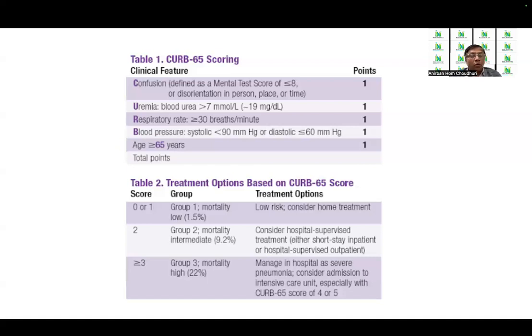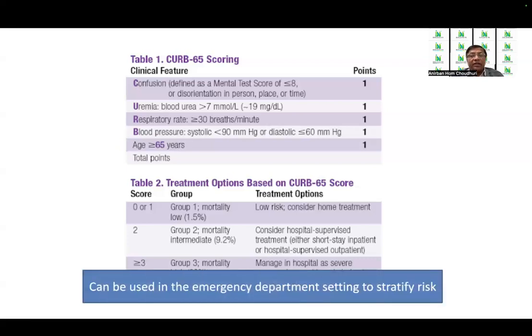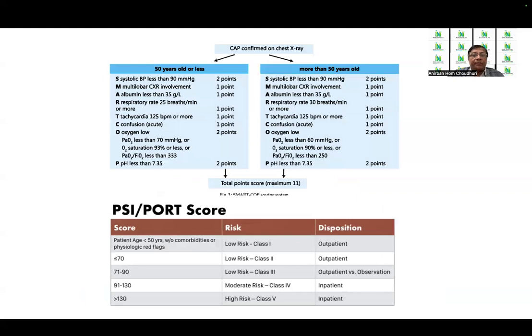If the score is 3 or more, then the mortality is much higher, almost 22%. There the patient has to be managed in hospital as a severe pneumonia, and we can consider admission to the intensive care unit, especially if the CURB-65 score is 4 or 5. So this can be used conveniently in the emergency department to stratify the risk, and it is in this setting that it has found extensive usage.